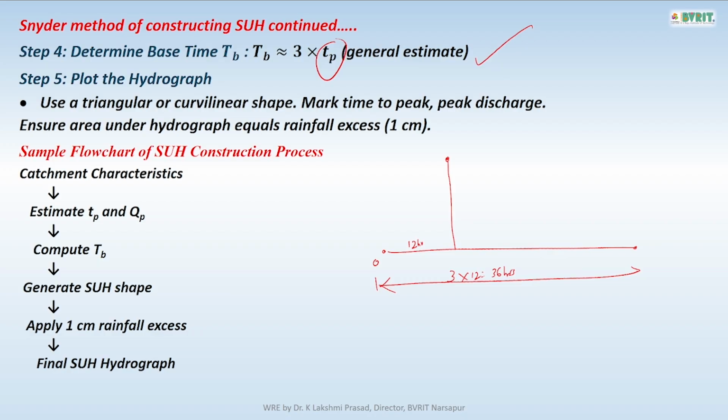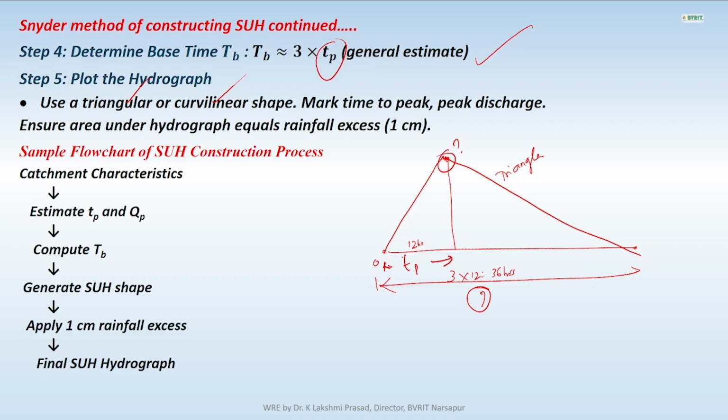Now if I join these three things, what am I going to get? I am going to get a triangle. It can be curvilinear also, triangular or curvilinear. Mark the time to peak, peak discharge, and base width. That's it. But whether your answer is right or wrong, how many empirical equations have you used? There are three equations. First, you found the time to peak, Tp. Second, the peak discharge. Third, the base width. These are the three things you have found.